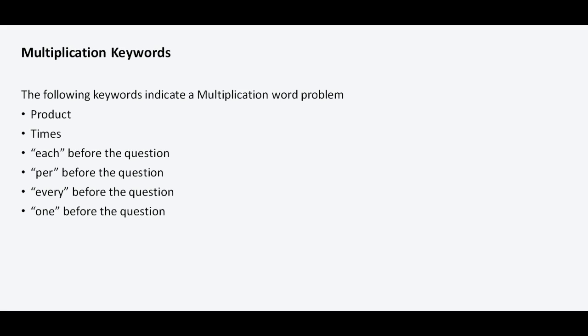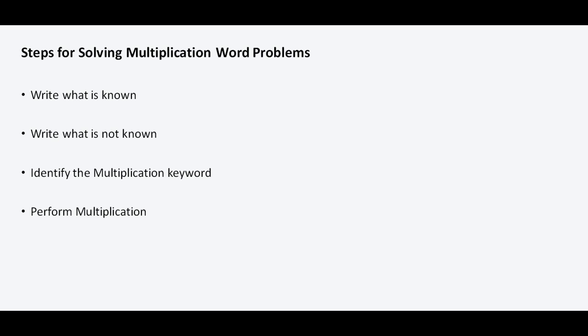When we're looking at the multiplication keywords, I will say keywords in a word problem that lead you to a multiplication. You're looking for words like product, times, each before the question, per, every before the question, one before the question. But let's go ahead and just walk through some steps on how we go through this, and then we'll look at examples later on.